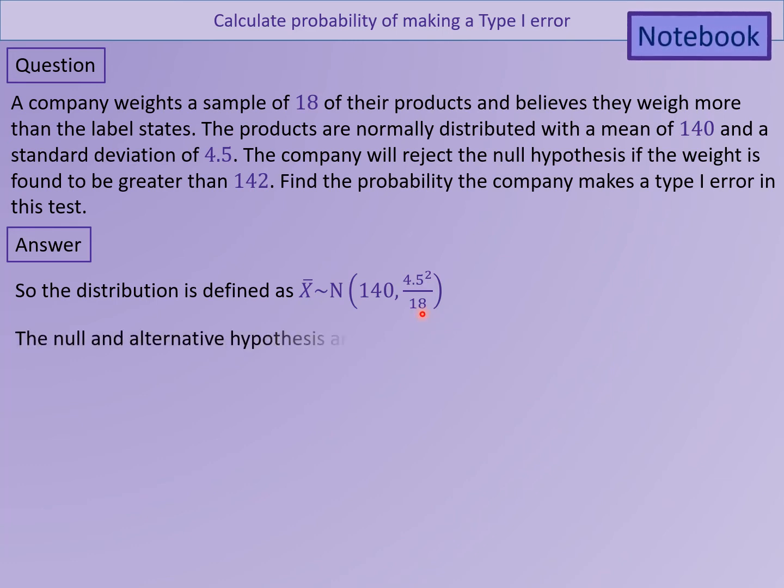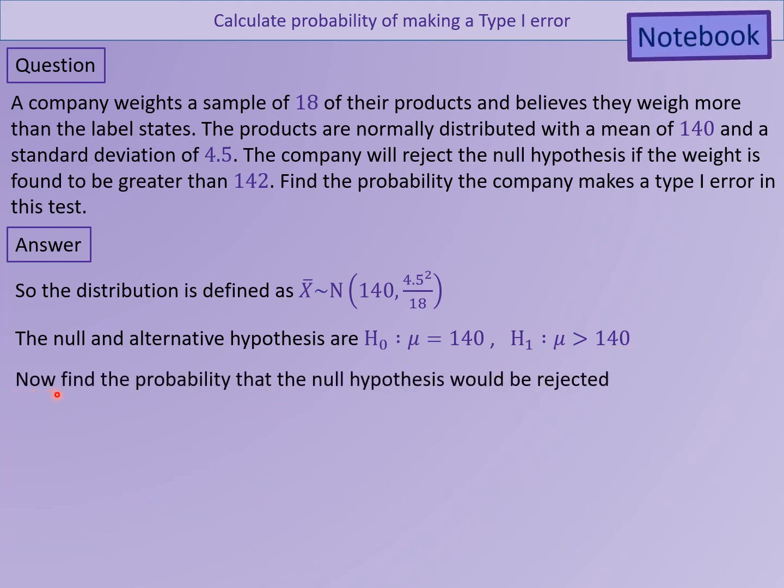Once I've got that, now I can state my null hypothesis and my alternative hypothesis. So I need to check the wording. The mean is 140. I can see that in the question. The company believes they weigh more than the label states. So the label's saying 140, but they believe they weigh more than the label states. So we think that our average, our mean, is greater than 140. That's what we're going to be checking. What's the probability of getting greater than 140?